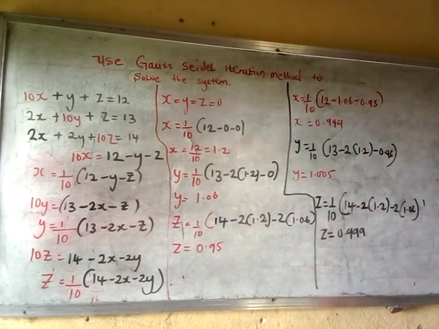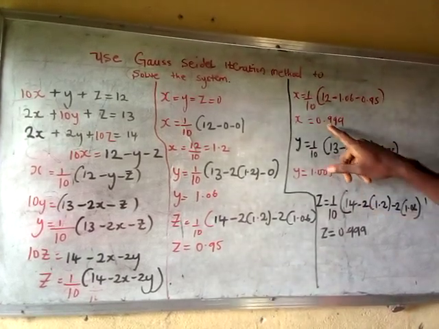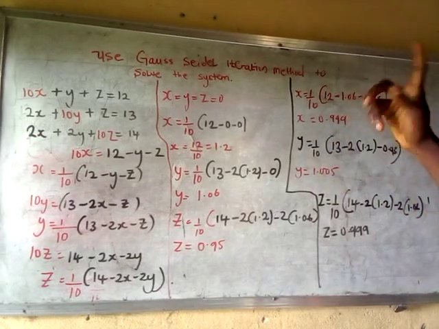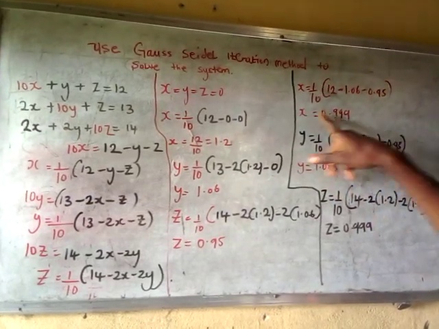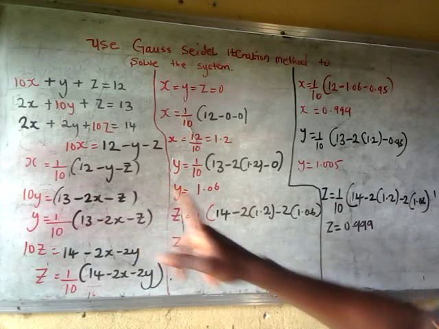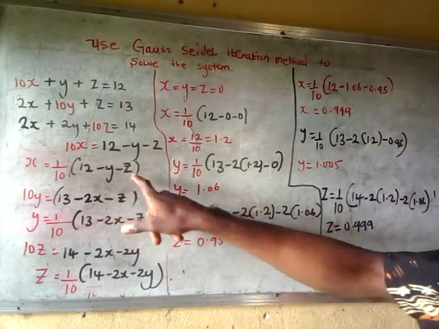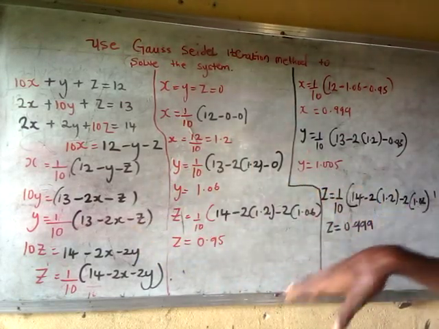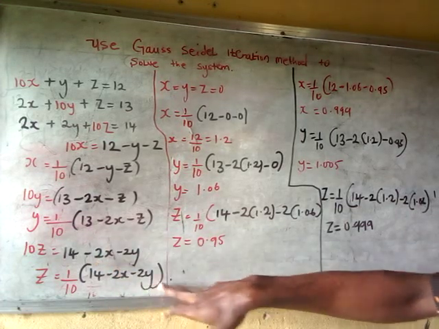I want you to give it a try. What you are going to do is take the value of x in the next solving. You are going to substitute the value of y in place of here, and substitute the value of z here in place of here. That will give you 1.00. Then you do the same for y and the same for z.